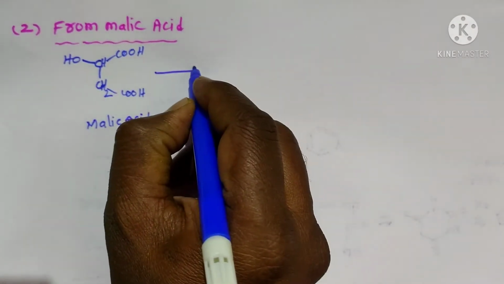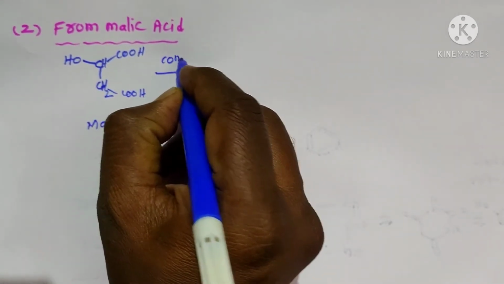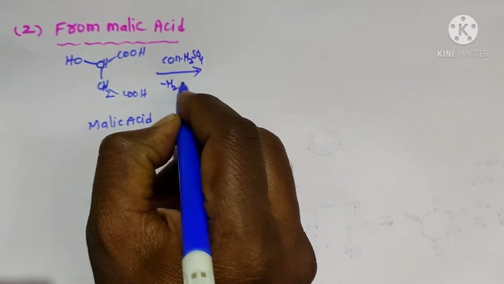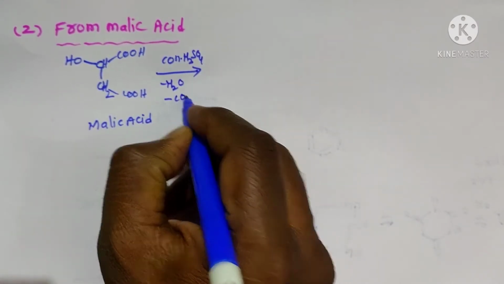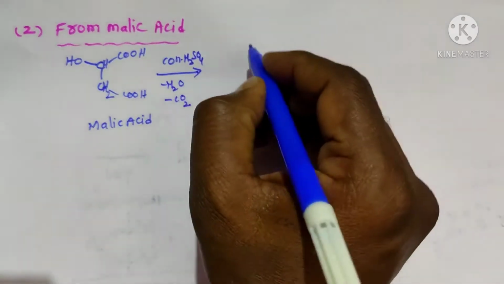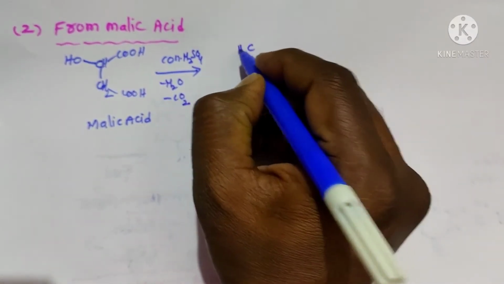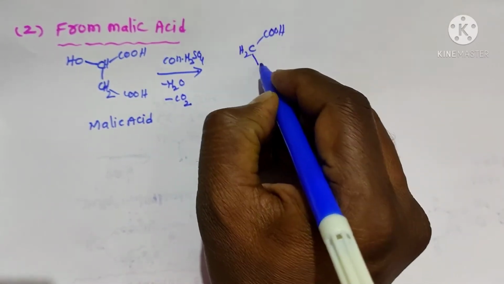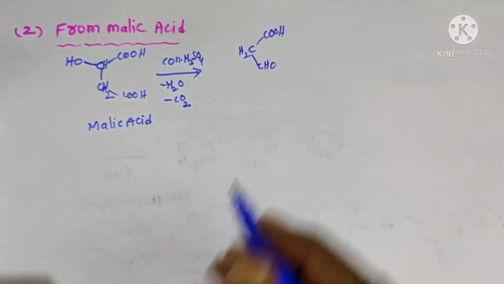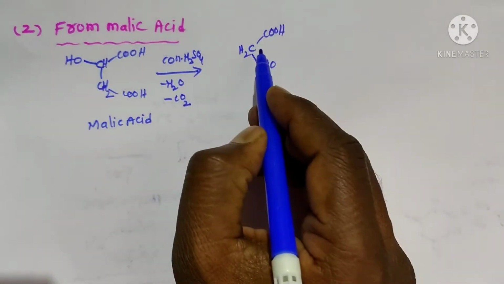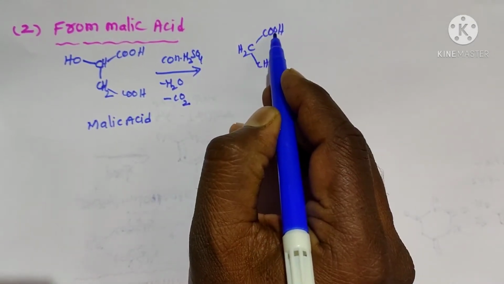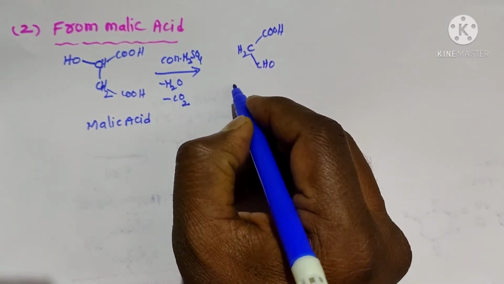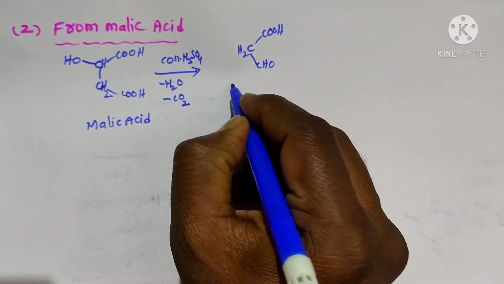If it is treated with concentrated H2SO4, it loses a water molecule and carbon dioxide, and gives CH2, COOH and CHO. Look here, this is acetic acid, CH3COOH, and in the acetic acid we are substituting a formyl group, so it is known as formyl acetic acid.